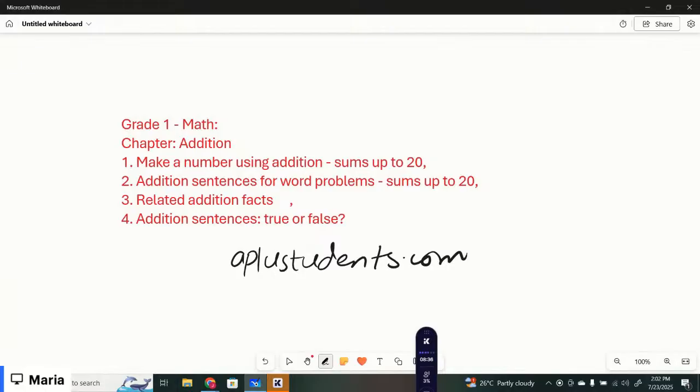Then you have to select math from the subject tab. Scroll down to grade 1 math and then click on view all lessons. There you can find the list of the chapters. We're going to start with the chapter addition.